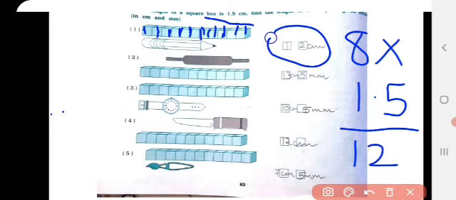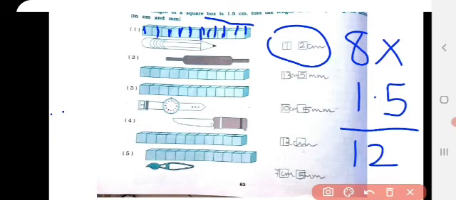Here I am getting 12.0, so after the point, that is millimeter, but as 0 is there, I will only write 12 centimeter. But if you have a number except 0 after the decimal point, you have to write with centimeter as well as millimeter unit.